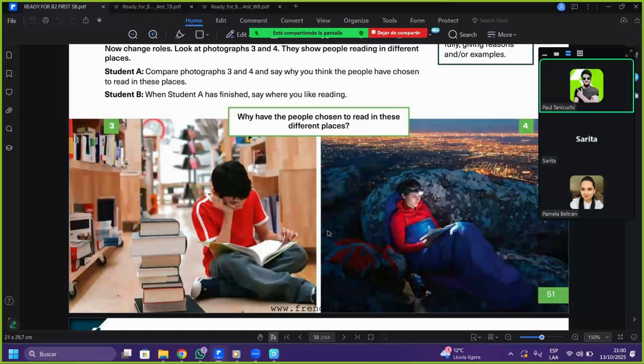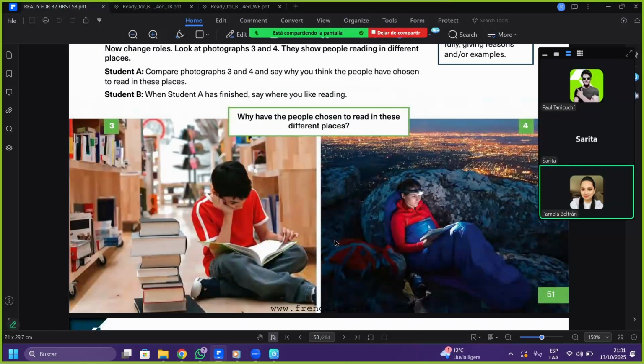All right? So please, I would like to listen from you. Go ahead, please, my dear Pamela. If I understood you, I have to answer the question why have the people chosen to read in these different places. Try to compare these two images. Yes, of course. In 1 full minute. That is the rule. In 1 full minute. All right?